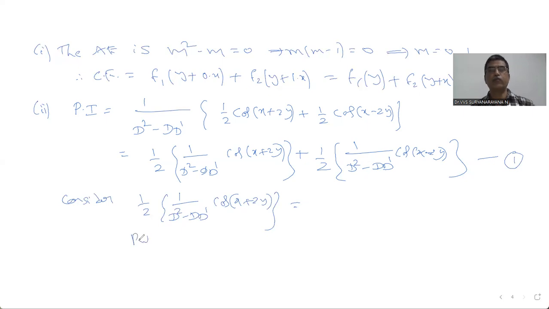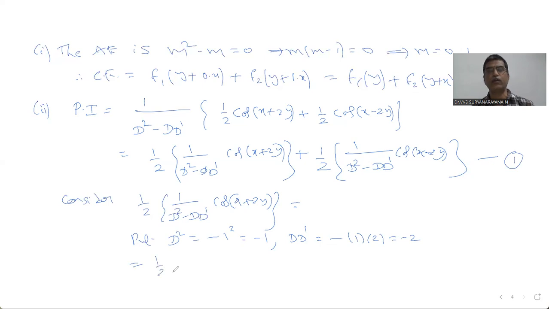So put D square equal to minus a square. What is a here? A means the coefficient of x. So minus 1 square means minus 1. And D dash with minus ab. Here a is 1, b is 2. So minus of 1 into 2, so minus 2. So put D square equal to minus 1 and D dash equal to minus 2.